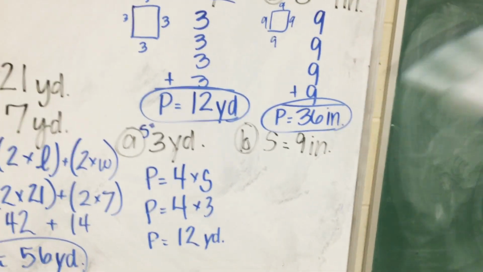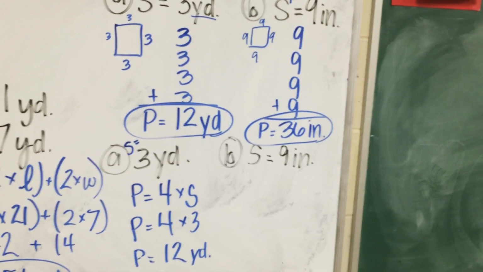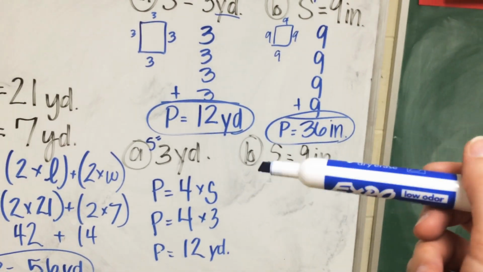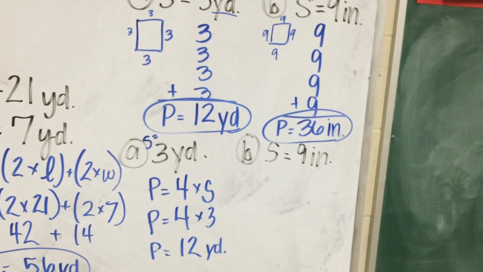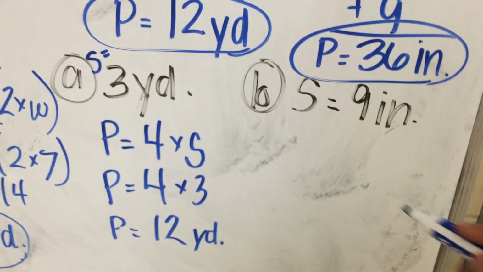And if you're still working with addition, that's fine too. Your brain just works differently, and that's okay. Whichever one works for you, you get to choose either side. I prefer multiplication in general, so I like this formula much better than this formula. You decide. So let's go ahead and do letter B, and then we will be done.